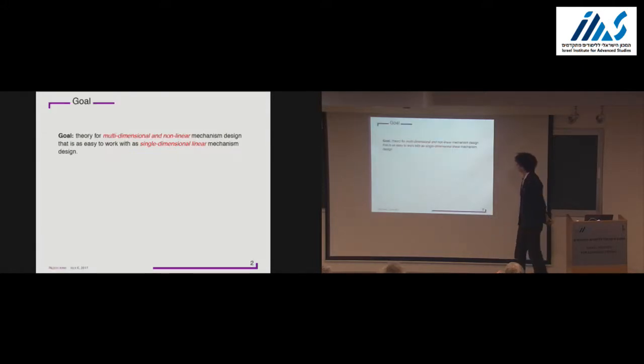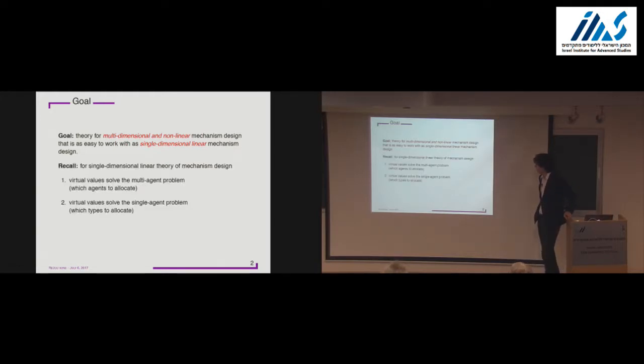My goal for these two lectures is to describe a theory of multidimensional and nonlinear mechanism design, which has been notoriously challenging, but I'm going to try to design a theory of it that's as easy to work with as the single-dimensional linear case, which is super established and is actually quite easy to work with. Hopefully with this theory we'll start being able to tackle much more challenging and much richer problems in the space of multidimensional mechanism design, just like the single-dimensional theory enabled a lot of subsequent work with single-dimensional agents.